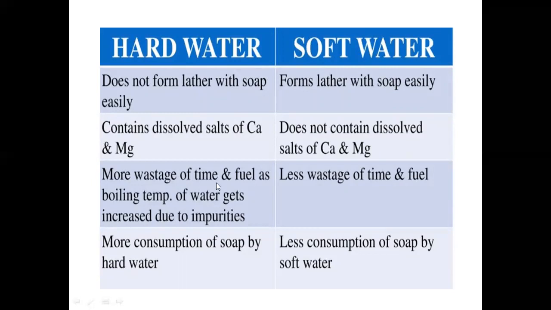Hard water means more wastage of time and fuel, as the boiling temperature of water gets increased due to the impurities. You know that when water contains impurities, the boiling point of water increases. So to boil that water, a large amount of fuel is required, which makes the process expensive. With soft water there is less wastage of time and fuel, because the water can boil easily.